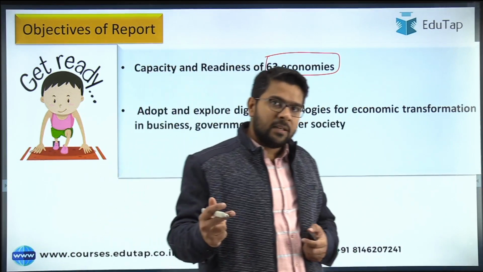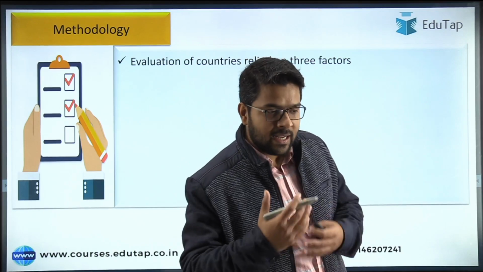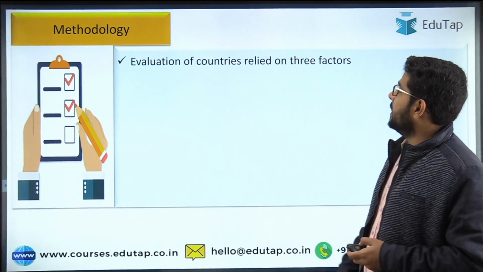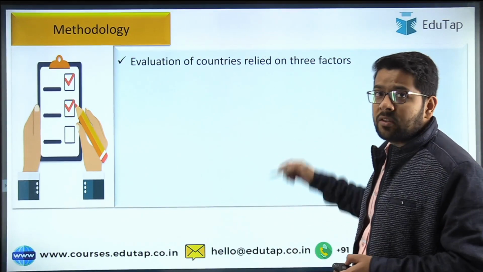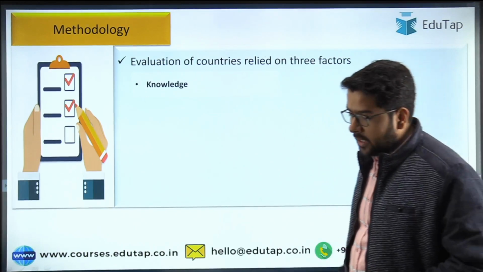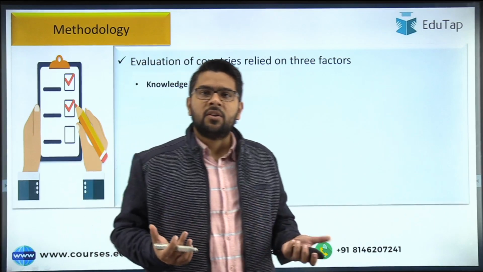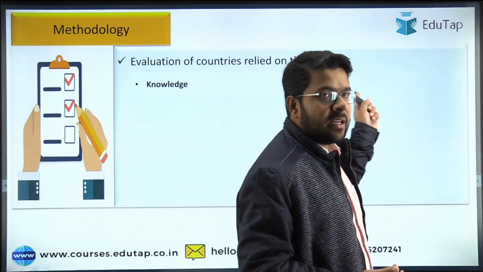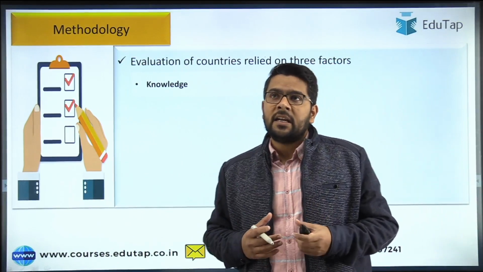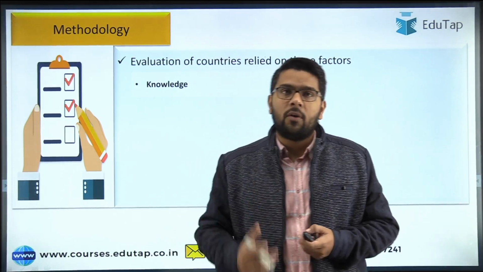So guys, we have discussed the introduction and the objective. Now we'll talk about the methodology, how they are ranking the countries. They are evaluating the countries' capacity and readiness on 3 factors. The first factor is knowledge. I hope you are aware of what knowledge means. Knowledge simply means the capacity to understand new technology. So the first parameter regarding the ranking is knowledge, the capacity of a country to understand the new technology that is involved.